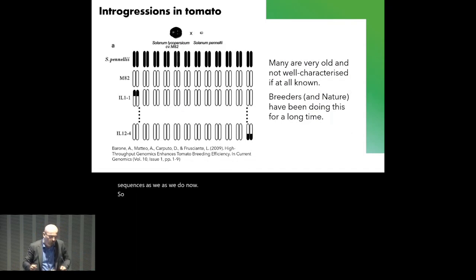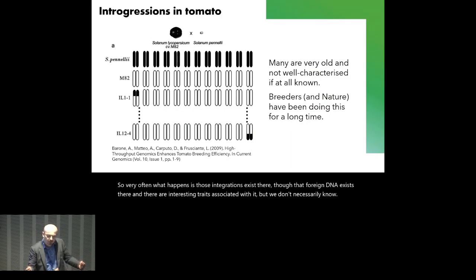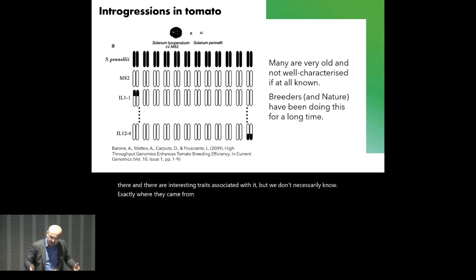So very often what happens is those introgressions exist, that foreign DNA exists there, and there are interesting traits associated with it, but we don't necessarily know exactly where they came from, where they are placed across the chromosomes. We will get a project with an industrial partner that will say, we have this very nice phenotype in this line here, we have no clue where it came from. So we will be investigating that.